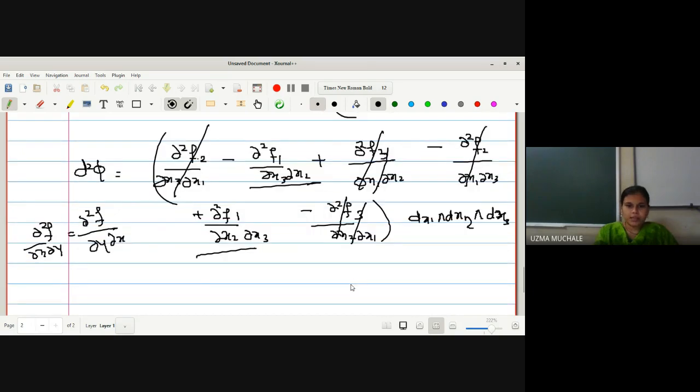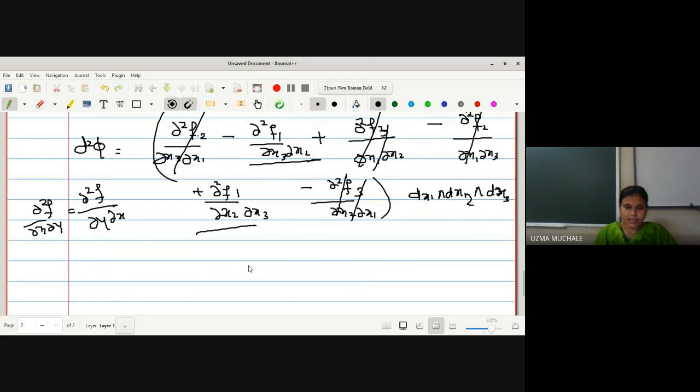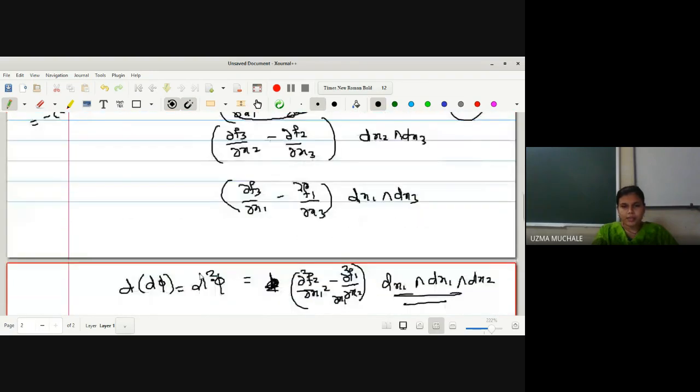So what will remain? If this whole bracket is equal to 0, then 0 into this dx1 wedge product with dx2 wedge product with dx3 will be 0. Then we can say that d2 phi is equal to 0. Okay. So let me start with the proof once again.